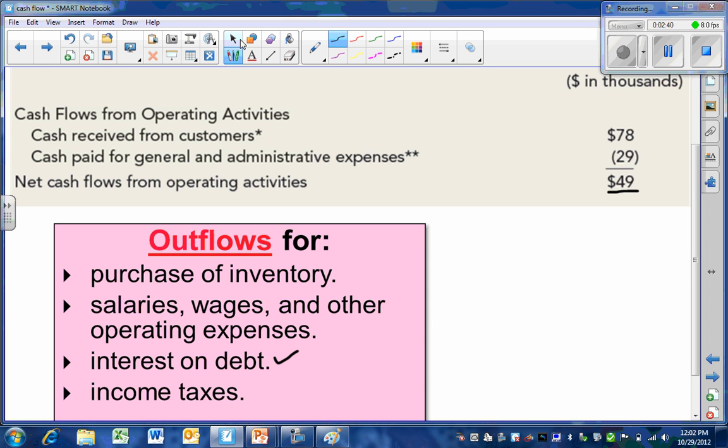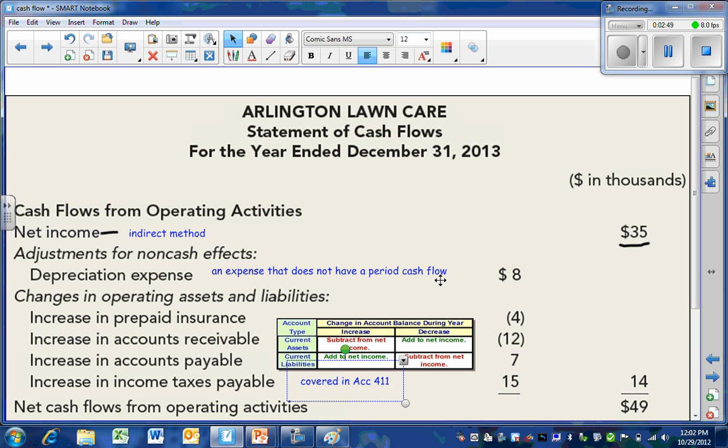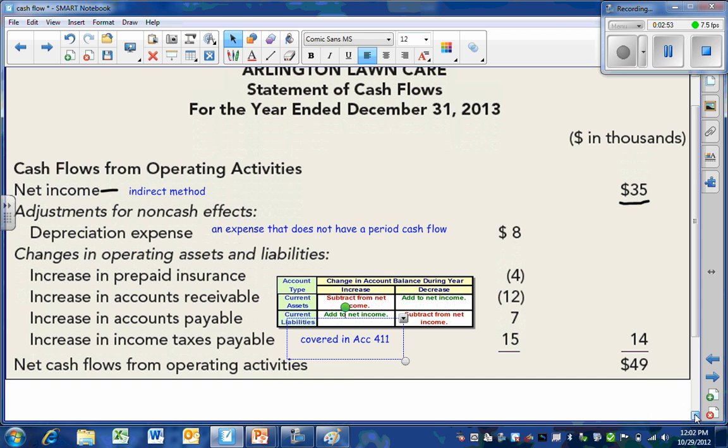And it's important to understand that regardless of the presentation format that we use, both the direct and indirect method will produce the same cash flow. And this is over from the next page, 202 of the textbook. This is our indirect method. Note that it begins with net income. That tells us that this is the indirect method.